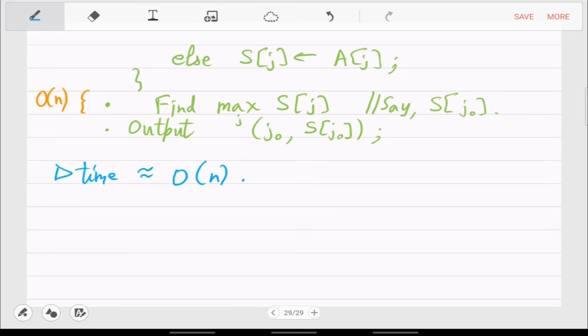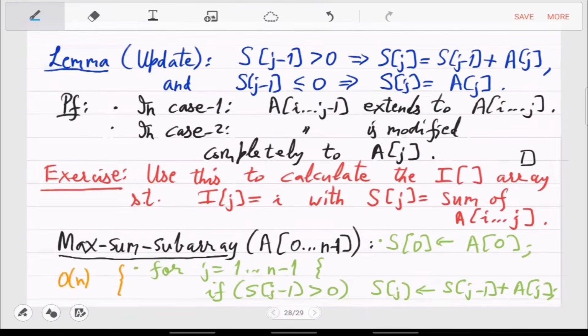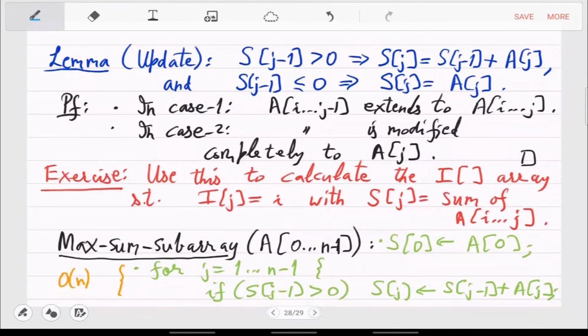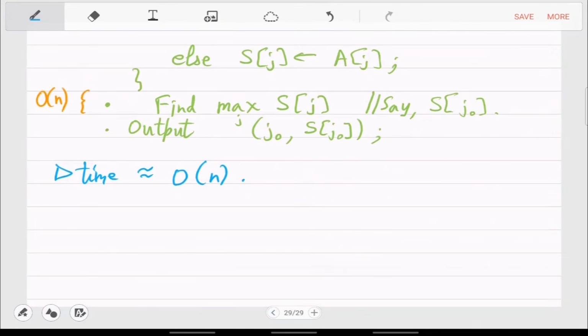So from the definition of the problem, it was n cube, right? But we have been able to make it n from n cube, which is a significant improvement in practice. Right? If you had a big array, cubic to linear is an incredible progress. Okay, so then I think we can stop. You can ask questions. We'll meet next time with a new problem.